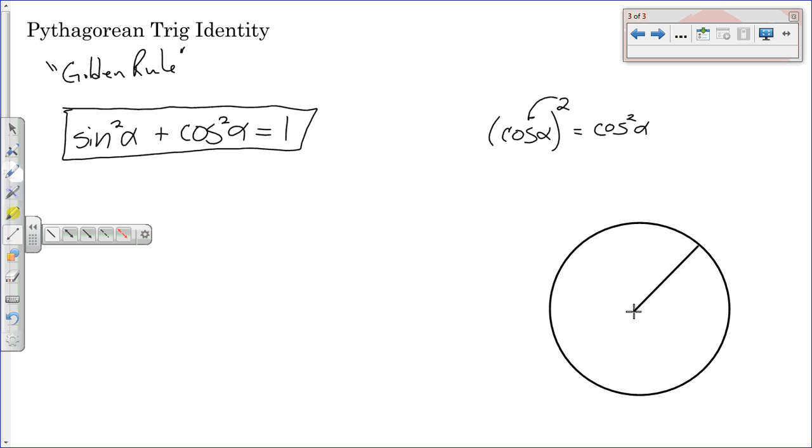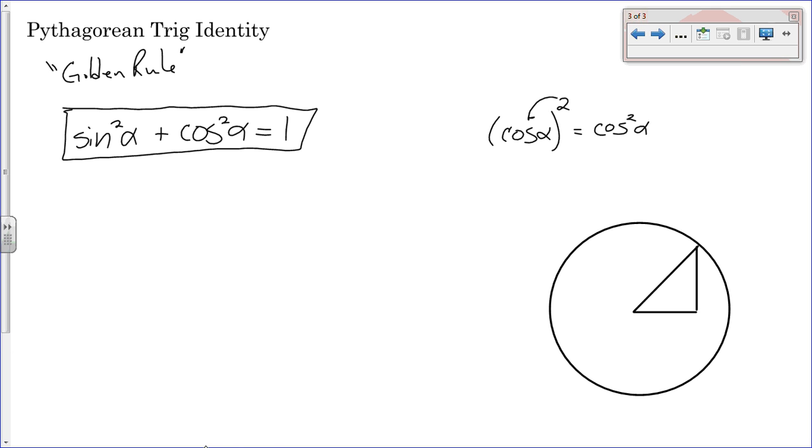Okay, here's a radius. Let's drop a straight line down and draw this over. So what do we have here? Well, we have a right triangle. How do I know we have a right triangle, besides the fact that I drew it? Okay, so we have a right triangle. What does this tell us?